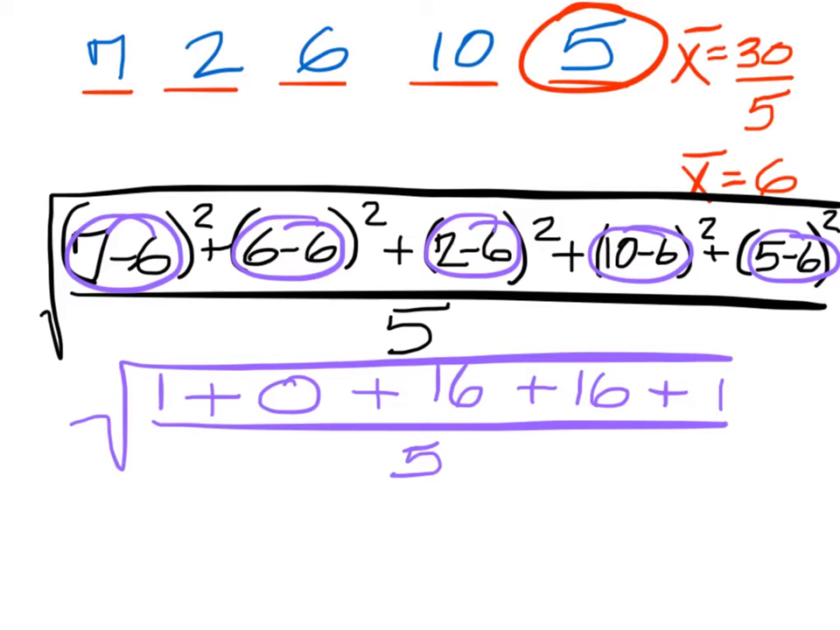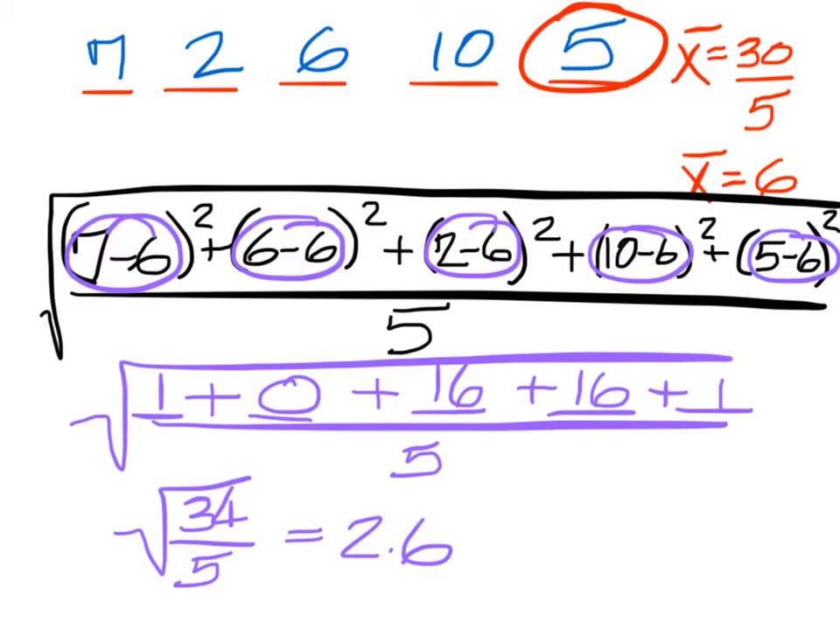Now we need all of the results here. So 1, 0 is 1. And then 16 will make 17. 33. And then 34. So we need the square root of 34 over 5. Rounded to the tenths place is going to be 2.6.